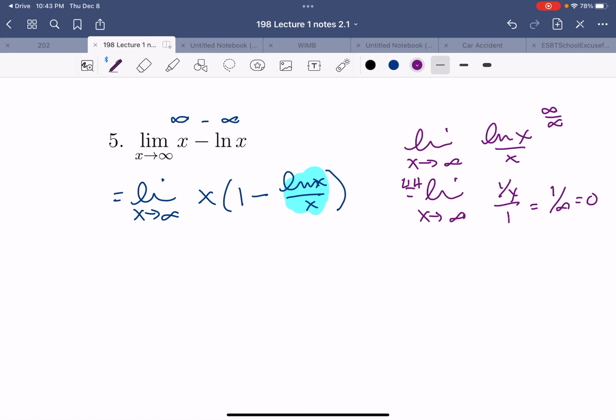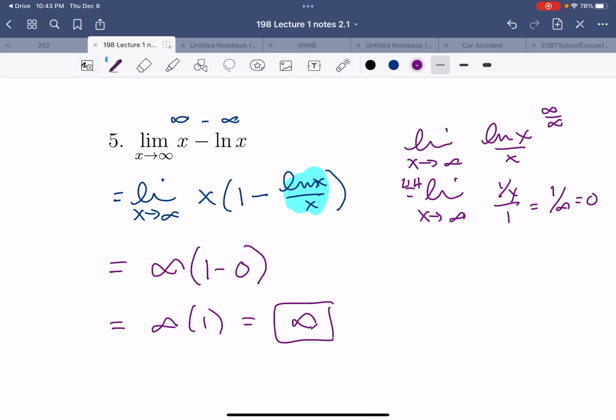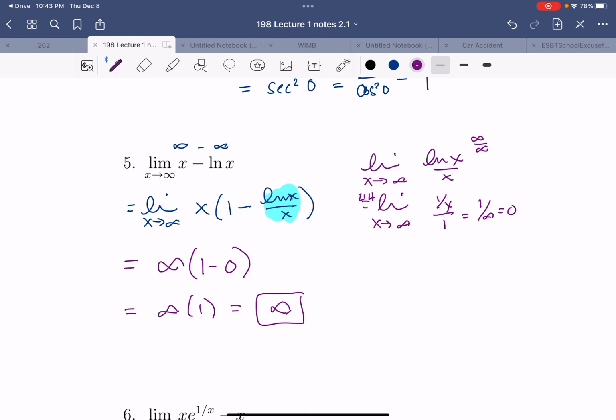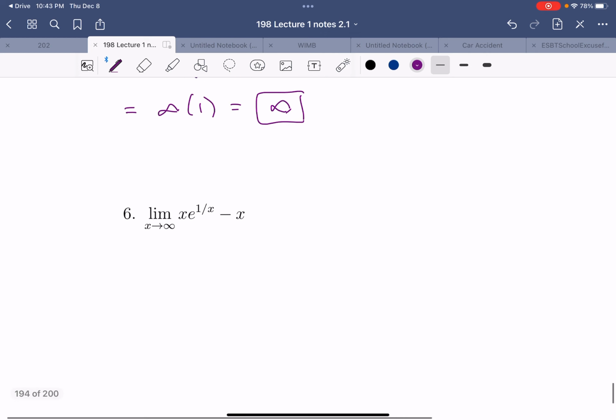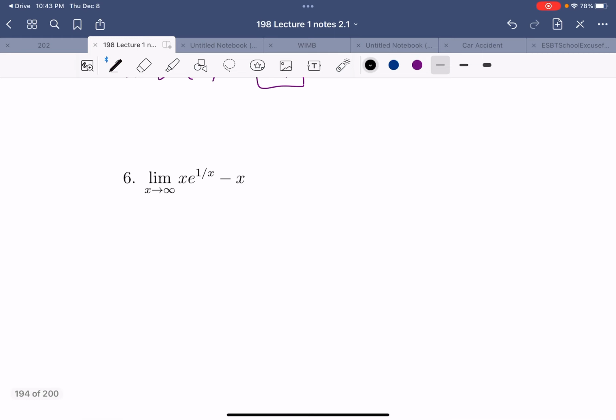And so now we know that this is the limit. This will give us infinity times 1 minus 0, which is infinity times 1, which is just infinity. Okay, so it kind of gets us out of that situation. So you force factoring out an x. In number 6, you actually get to factor out an x just naturally.